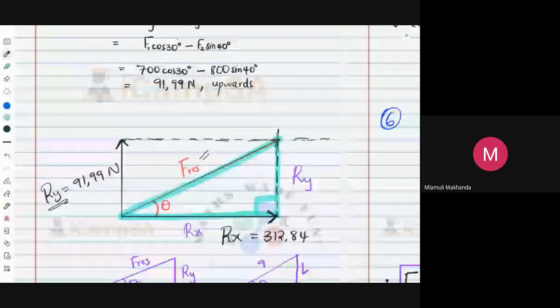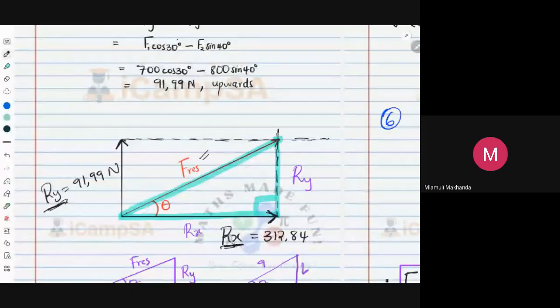So it goes to what I was saying. The reason we have to resolve vectors to their components is so that we can find this RY, find this RX, and then by finding RY and RX, we can find the overall resultant of all those vectors that are involved.